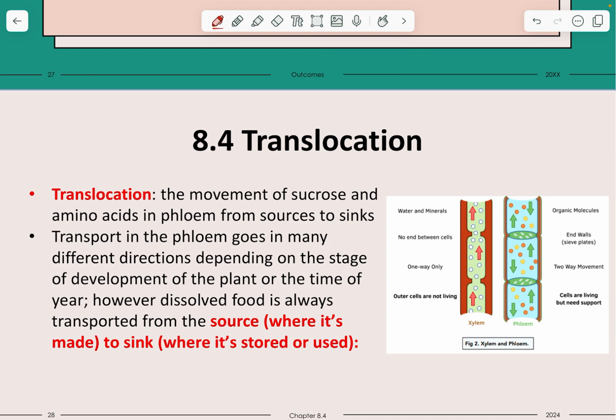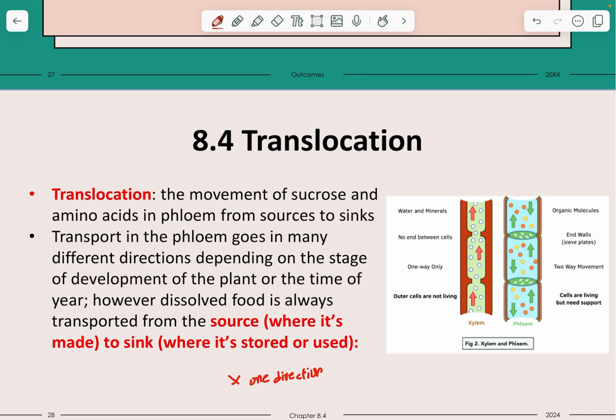Transport in the phloem goes in many different directions, so it's not in one direction. It can be going in different directions depending on the needs of the plant, depending on the stage of development of the plant and the time of the year. However, dissolved food is always transported from the source to the sink.